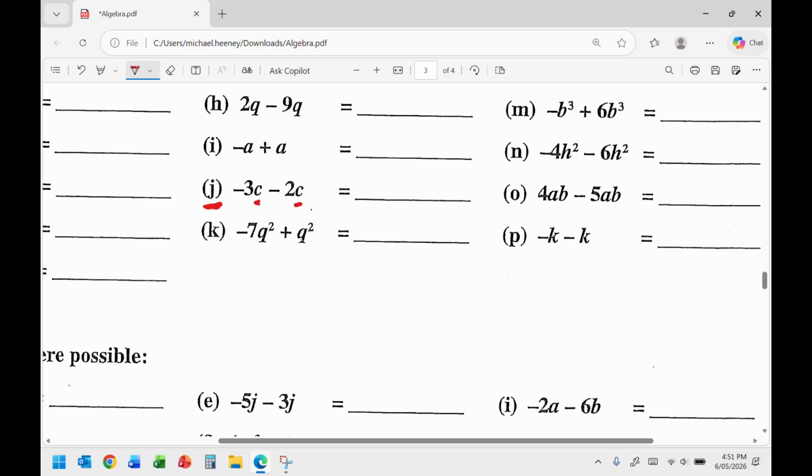Okay, you started with minus 3 of them. What happened? You lost another 2. That's going to put you down at minus 5, isn't it? And what is the term? The term is C. So we have minus 5C.